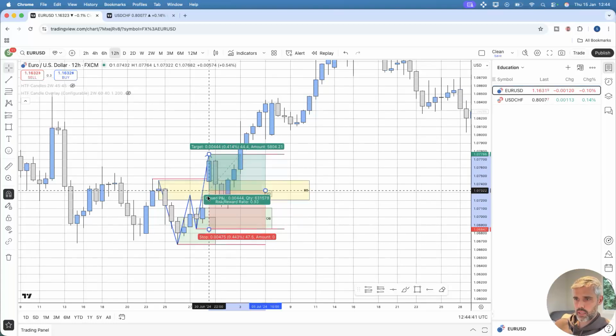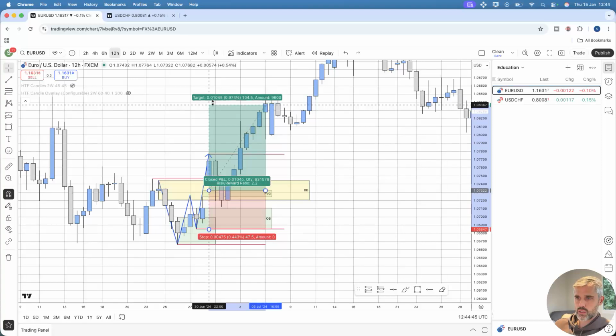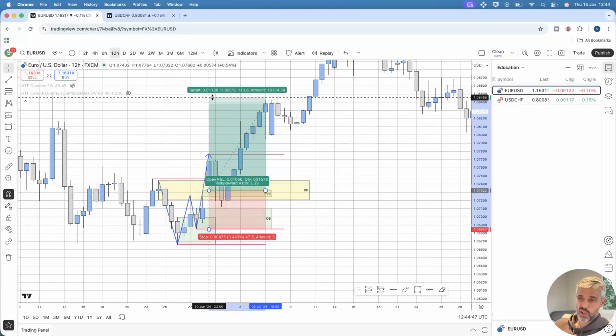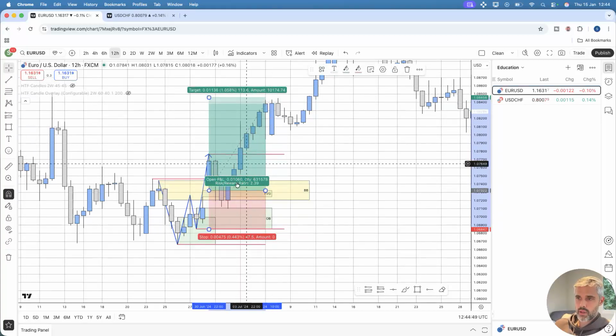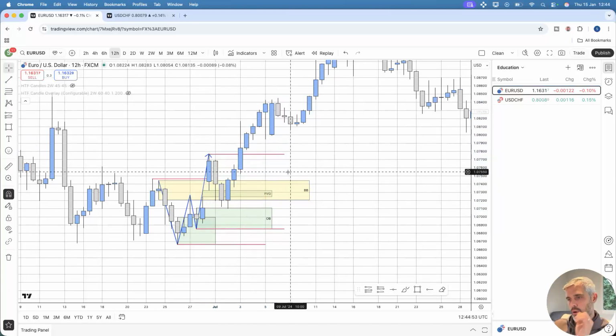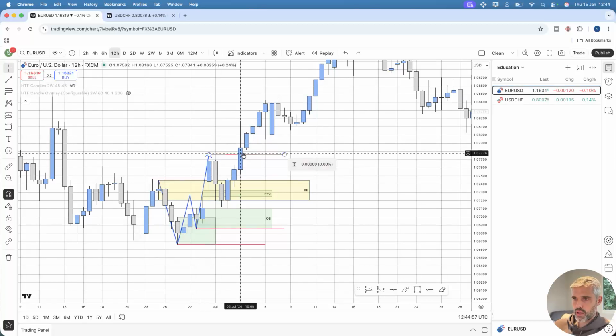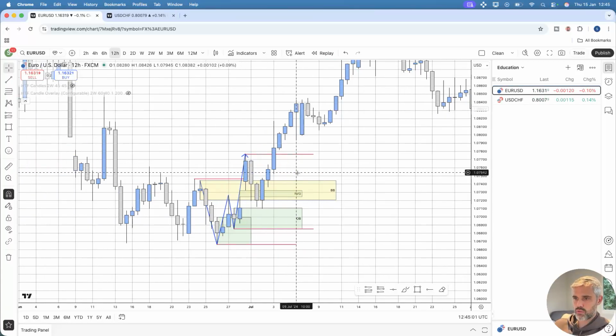If you are to take the entry from the fair value gap in this instance, then you would need price to run a lot further to actually gain the RR that you're targeting from your trade. But that's the premise of using internal range liquidity. It's waiting for that structure shift, mapping the different points so that you have that context to place trades from.